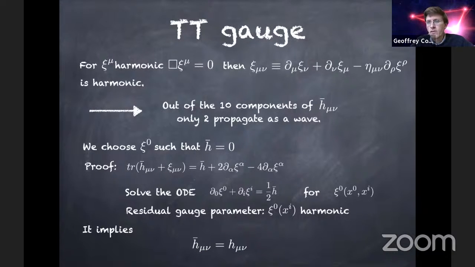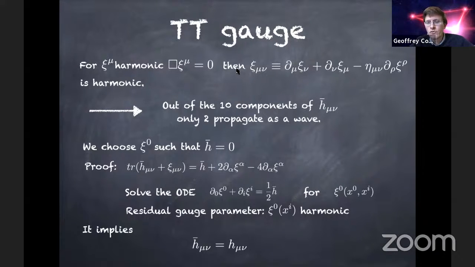Now, I mentioned that we have a residual gauge transformation, which is parameterized by all the vectors that are harmonic. Then, if you have a harmonic vector, you can build psi, which is given by this. And this one is harmonic as well. I should have done an exercise on this, but you can prove that this one is harmonic. Since this psi is harmonic, you can use these four such fields to remove components of h mu nu bar.